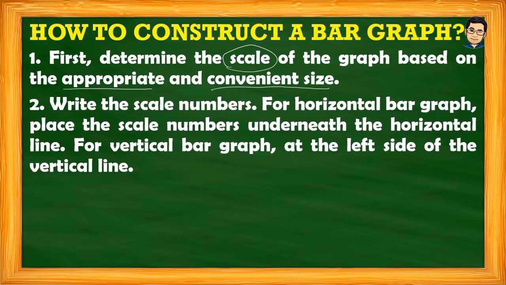For your horizontal graph, place the scale numbers underneath the horizontal line. So, kapag nakapahiga yung graph, yung horizontal bar graph natin, yung scale nasa ibaba, yung mga numero. Okay. And then, for vertical bar graph naman, nasa left side nung vertical line. Okay. Pag nakahiga yung mga number nasa baba. Kapag pataas, nasa left side.